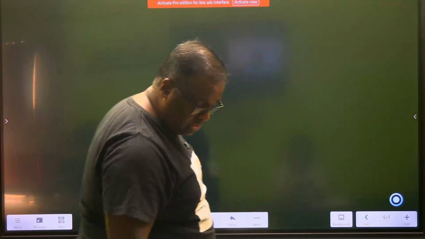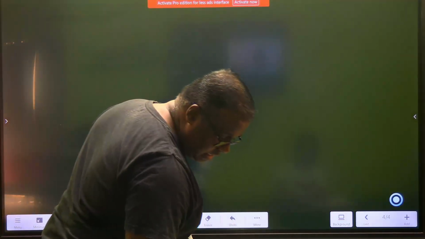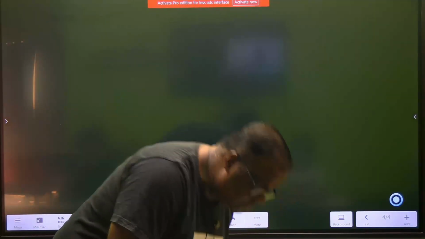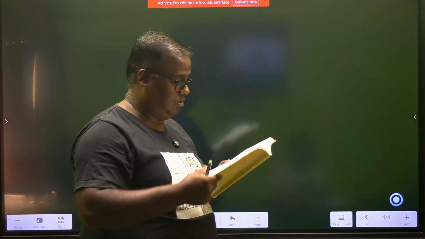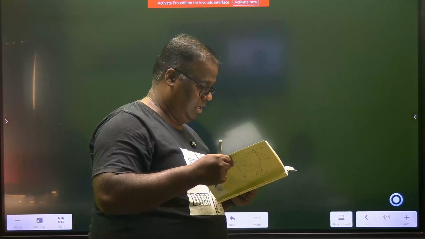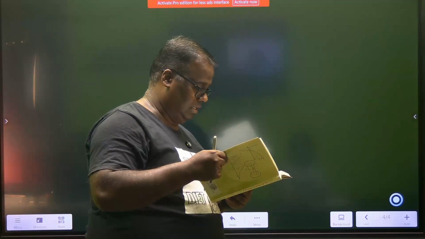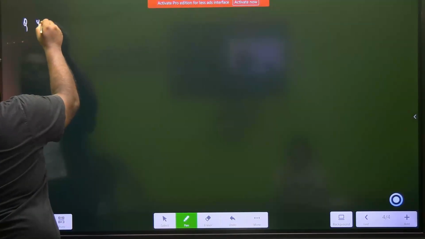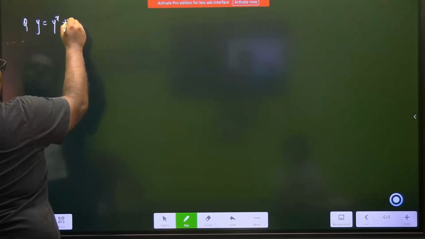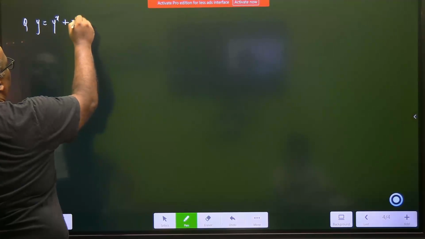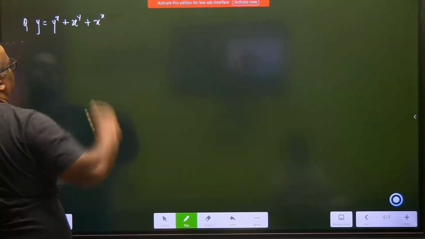Our next problem is y to the power x, x to the power y, and x to the power x. I'm unable to see it also. Y to the power x, x to the power y, and x to the power x. Okay, x to the power x, yeah. So the question is y to the power x plus x to the power y plus x to the power x.